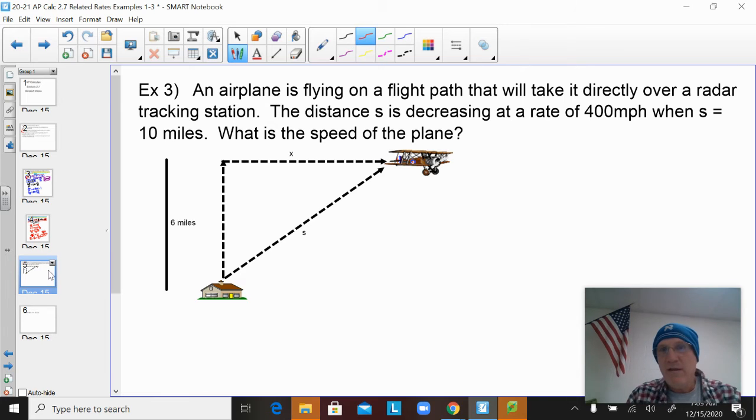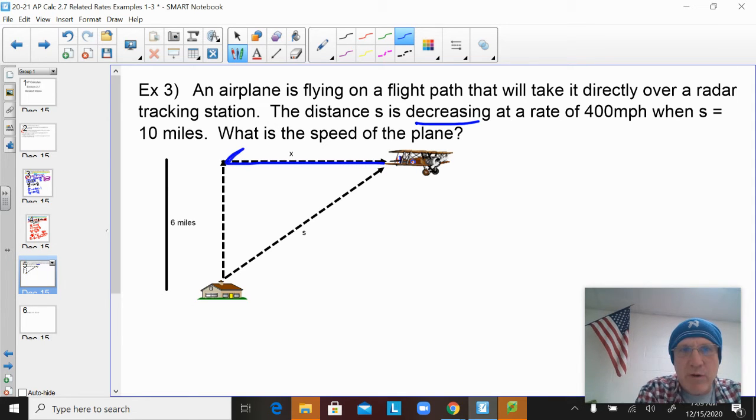Okay, I've got this backwards. Sorry, I've got the problem wrong. I apologize. It says the distance is decreasing. This plane is actually flying this way. I labeled my picture wrong. I should rotate the plane, but I don't know how to do that with my art. So please have the plane going that way. Sorry, I should have reflected my picture. The plane's flying that way, so eventually it's going to be right over this tracking station.